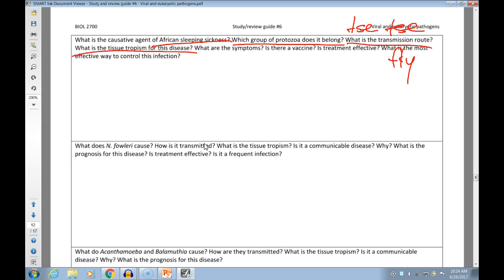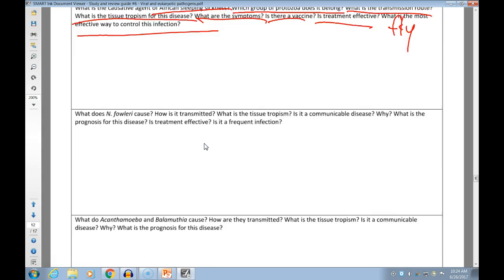Tissue tropism goes everywhere, from blood to CNS. Symptoms: the person becomes lethargic. Is there a vaccine? No. Is treatment effective? Yes, but it's not sterilizing treatment. The effective way to control this infection is to control the tsetse flies.